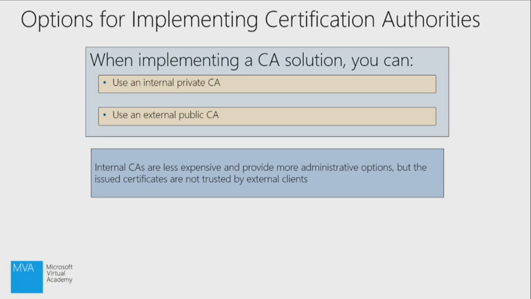When implementing a certification authority solution, you can use an internal private CA or an external public CA. These are very different options. An external public CA, I don't manage. I send a request for a certificate. That's pretty much it. I go to any major commercial service and say I want a certificate for purpose X, and here's the information that pertains to that certificate.